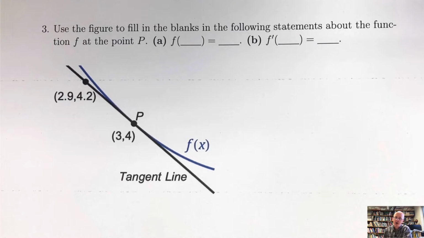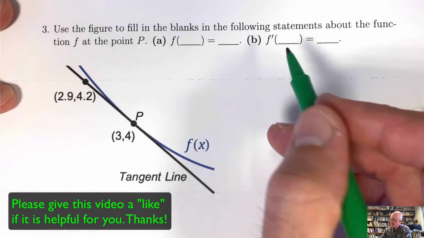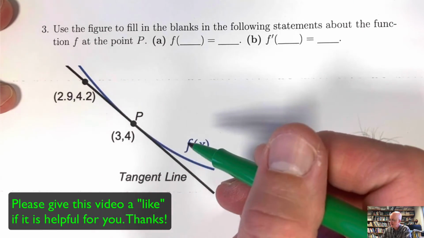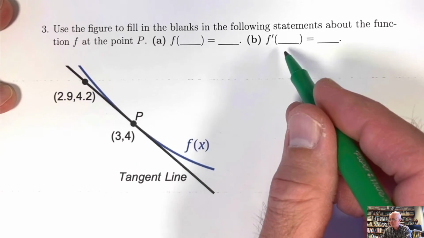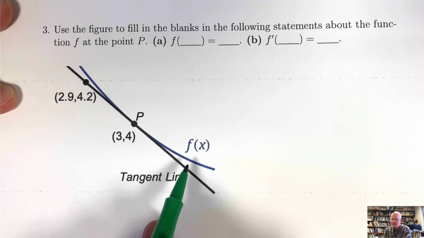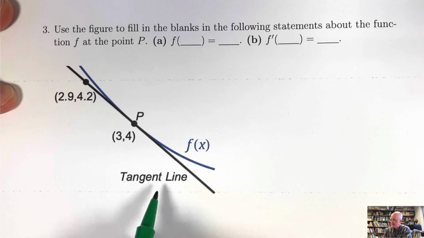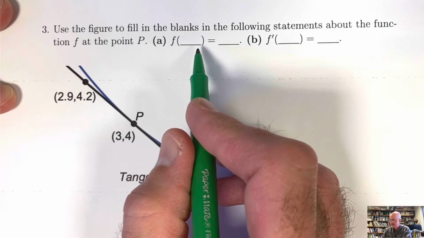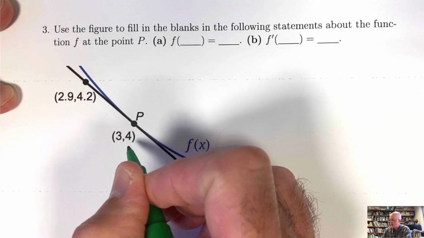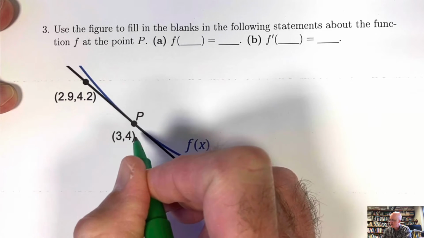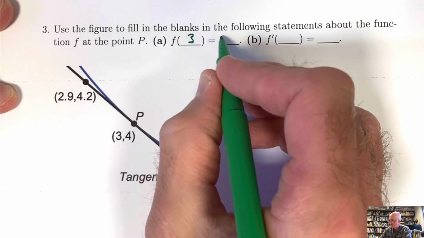This problem is a quicker problem to emphasize the geometric meaning of the derivative. Use this figure to fill in the blanks of the following statements about the function f at the point P that you see there, that is specified. F of blank equals blank, and f prime of blank equals blank. Now, this bluish graph is the graph of f. The black line is the tangent line that you see here. This point is not on the graph of f, so this point cannot be used to fill this in. We are focused on the point P. We know that's both on the graph of f and the tangent line. Therefore, f of 3 equals 4.